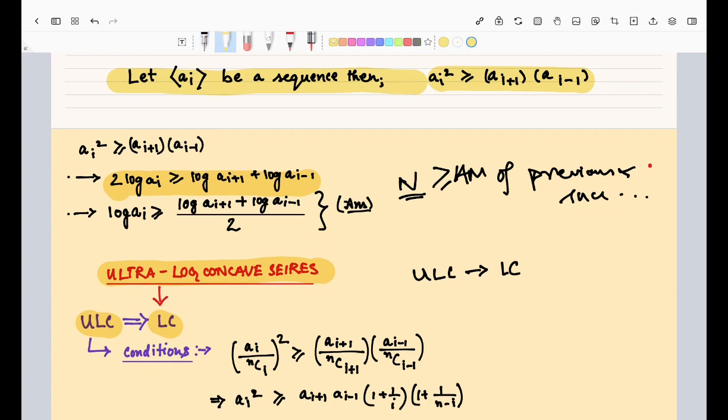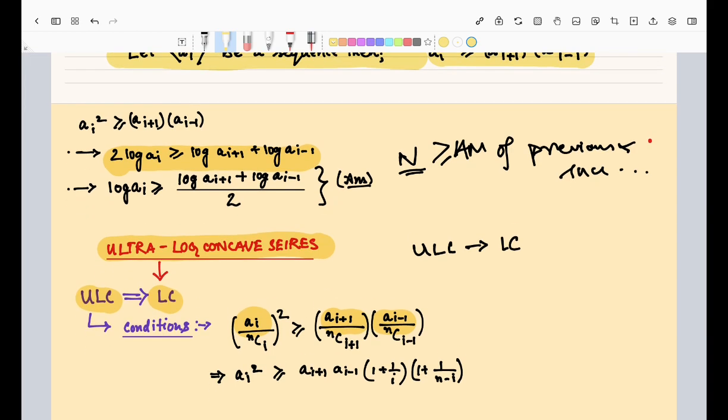So I think that's enough of an explanation. Now, the condition for an ultra log concave series is basically that the binomial term is in the denominator of the log concave series. You just divide the binomial terms of each, right? You can just check it out on your own. I will not be reading it out because it's very difficult to read out.